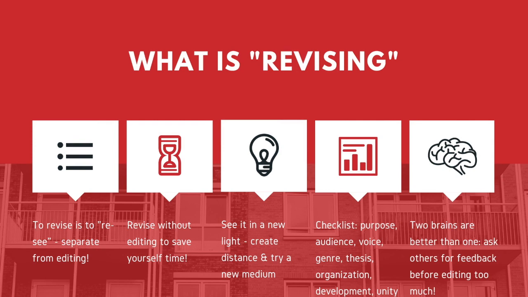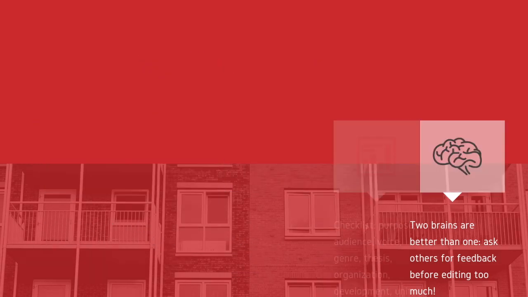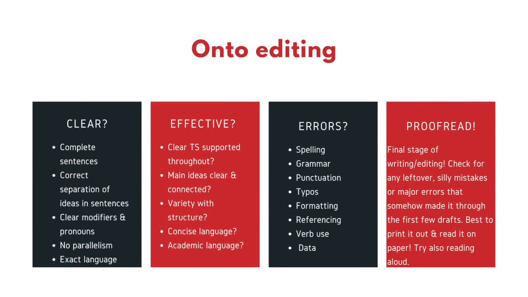And the last icon with the brain, 2 brains are better than 1. You should always give your work to somebody else for some feedback, ideally before you start editing too closely. They may give you some feedback that's really important, that you need to change big chunks of your paper. You may have overlooked something, and you've now spent all of these hours editing all of these language mistakes and trying to fix the style, but you actually need to change those sections. So it's always good to make sure you go through all 5 of these steps before you actually enter deep editing.